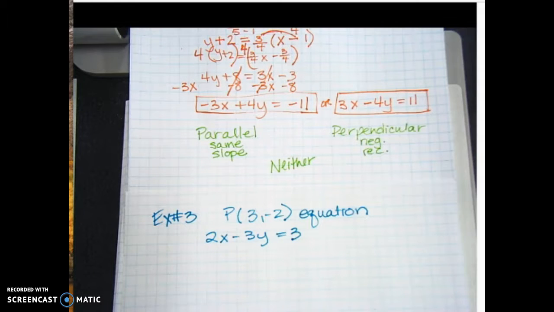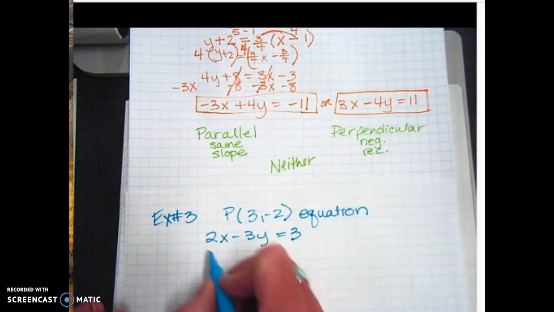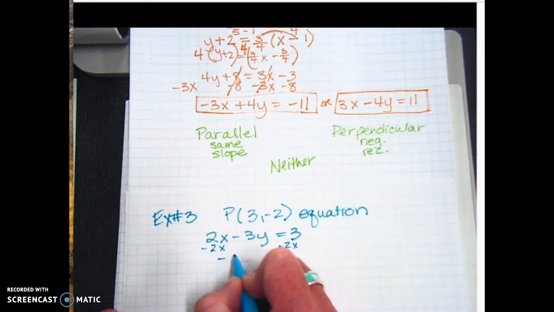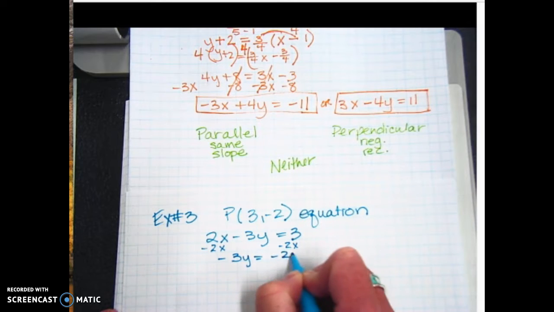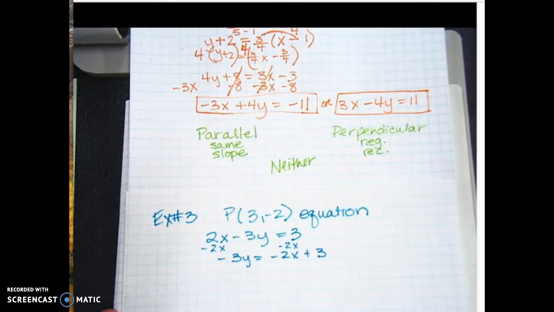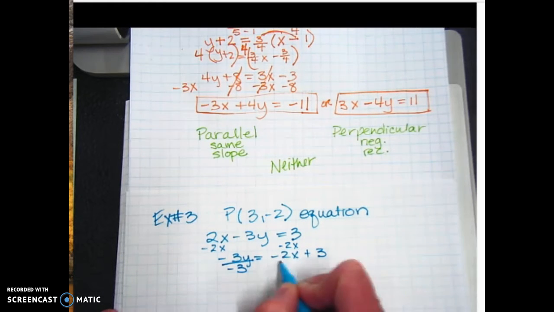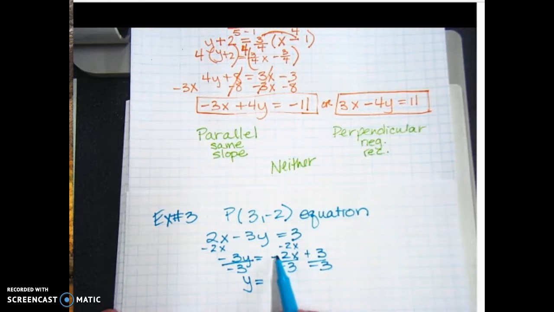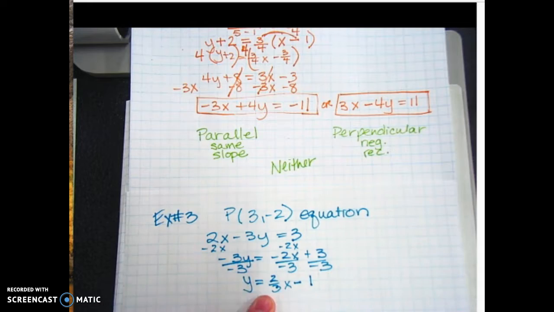Okay? So the easiest way to start is to change it into slope-intercept form. So we're going to subtract 2x from both sides. That leaves us with -3y equals -2x plus 3. Then we divide everything by -3. We get y equals, negative divided by negative is positive, so 2/3 x, and then a positive divided by a negative is negative, so -1. Okay? So this is that equation changed into slope-intercept form.